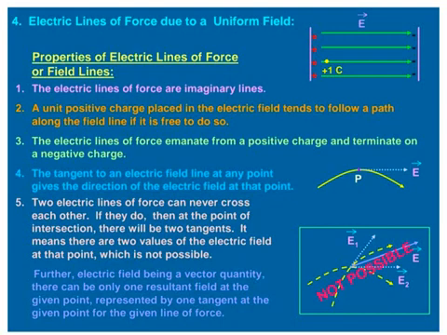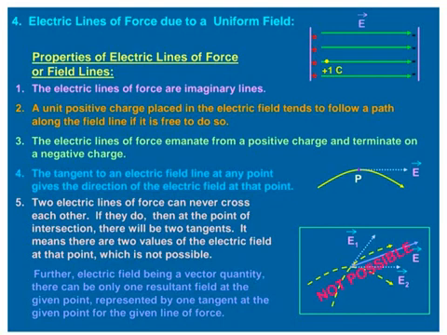Now let's move to the properties of electric lines of force. You have already learned that electric lines of force are imaginary lines, and a unit positive charge placed in the field tends to follow a path along the field line if it is free to do so. They start from the positive charge and end at the negative one, and the tangent at any point on the field line gives the direction of the electric field at that particular point.